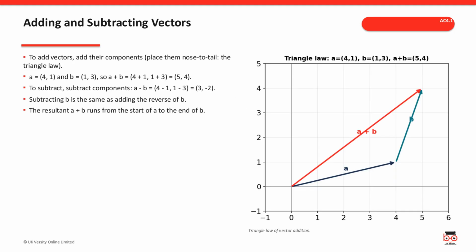Adding vectors is wonderfully simple. You just add their components, which geometrically means placing them nose to tail, the triangle law. If a is (4, 1) and b is (1, 3), then a plus b is (4 plus 1, 1 plus 3), which is (5, 4). To subtract, you subtract the components, so a minus b is (4 minus 1, 1 minus 3), giving (3, minus 2), and subtracting b is the same as adding b reversed. The resultant a plus b runs from the start of a right through to the end of b.